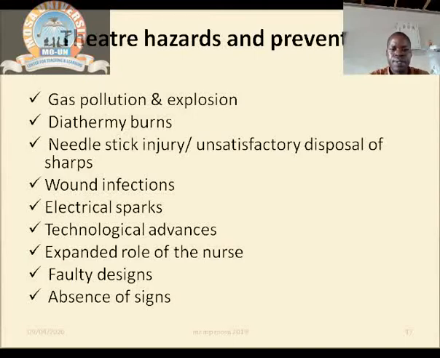Also, absence of signs. In theater, we need to put signs so that people are able to be oriented to the environment, like where we can find some fire extinguishers, the danger sign of oxygen cylinders, no smoking. All those should help people to be oriented to theater, and just to prevent a few hazardous things that can happen in theater.